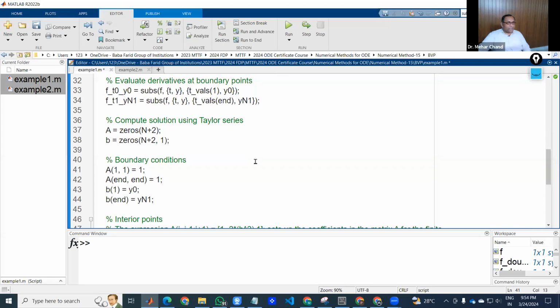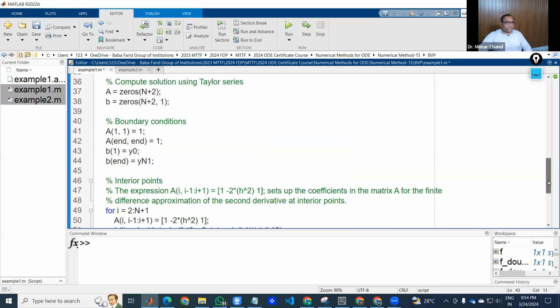Okay, and here A is equal to what? A will be the matrix, because when you apply this, we will have the system of equations, and in the system of equations the A matrix will be of order n plus 2. Okay, and this is the B vector. The solution will be like Ay is equal to B. So this is the A matrix, the coefficient of the Taylor series, and this is the B.